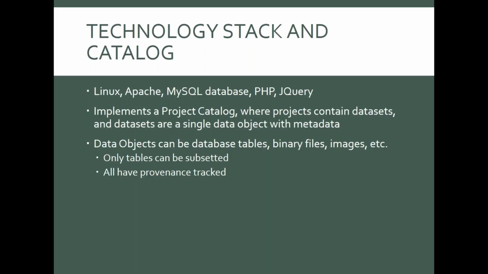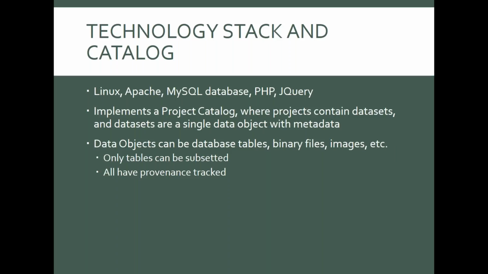A little bit more detail on our technology stack and catalog. It's a traditional LAMP stack. We use jQuery for our front-end UI. We have a project catalog. So when I say projects and data sets, a project is a collection of data sets and other content, such as files and people. And data sets are single data objects with metadata.